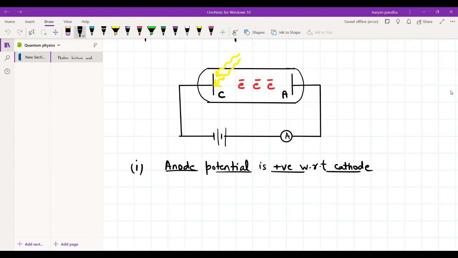Now what happens if we provide the anode with a positive potential with respect to the cathode? If this becomes positive, you know that the electrons inside would be attracted towards this anode, and when the electrons are attracted towards this anode, the photocurrent would increase. It's a very basic phenomenon: because we have a battery here, we can control the potential of the anode with respect to the cathode, or we may also have a rheostat. So we may make the potential of the anode positive with respect to the cathode, and therefore the electrons would get attracted towards the anode, and the photocurrent would increase.